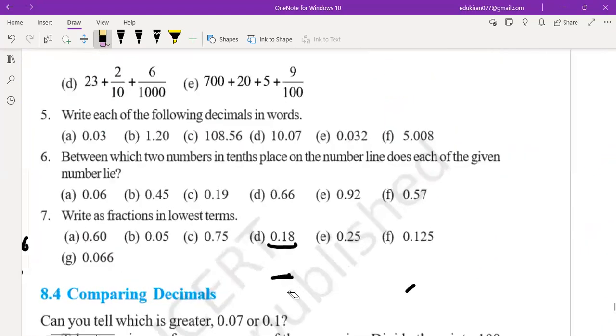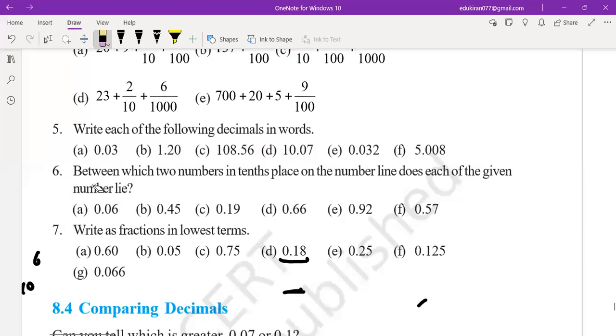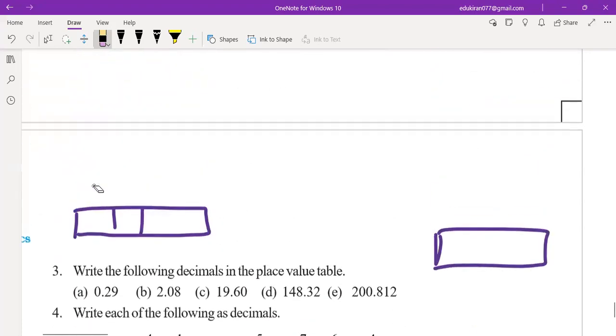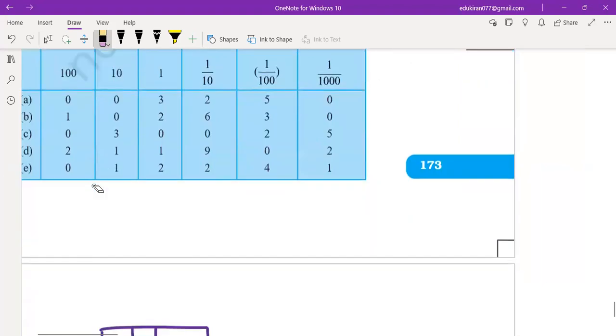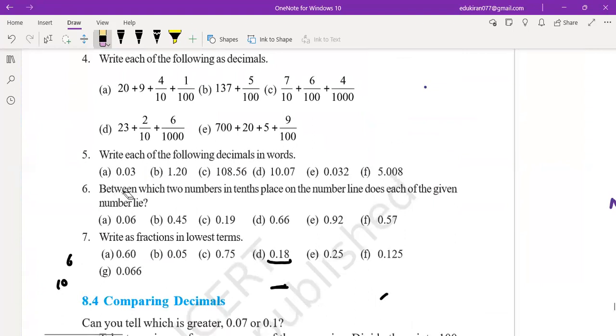Okay. Now this question comes here, right? This is a very important question as well as a good question. See, in this question, what they are asking is this: between which two numbers in the 10th place on the number line does each of these lie? They are not asking you generally. What is the difference between the question we did and this question? They are asking which two numbers in the 10th place. 10th means this side of the decimal.